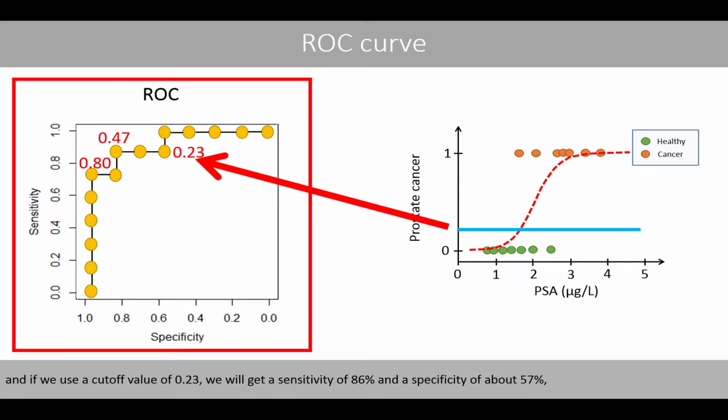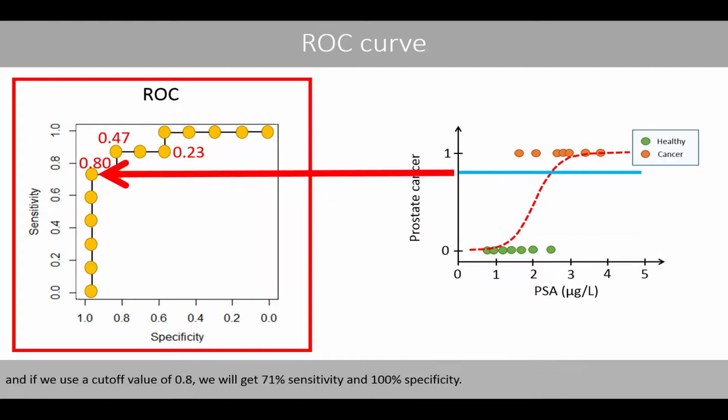And if we use a cutoff value of 0.23, we'll get a sensitivity of 86% and a specificity of about 57%. And if we use a cutoff value of 0.8, we'll get 71% sensitivity and 100% specificity.